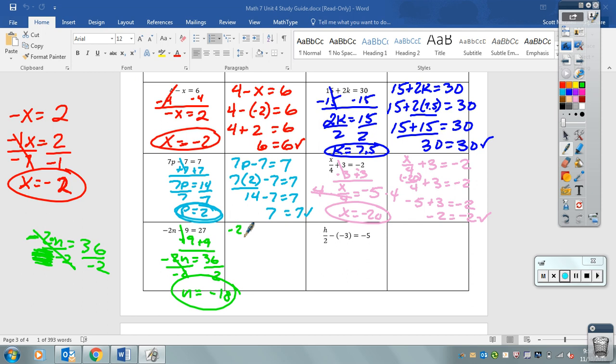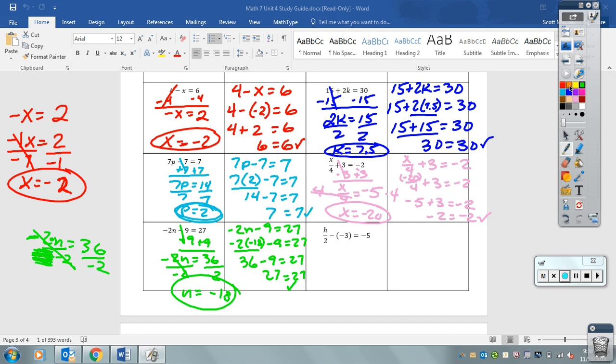Let's check. Negative 2n minus 9 equals 27. Again, everything stays the same except instead of n, I plug in negative 18. Multiplication comes first. Negative 2 times negative 18, and negative times negative is a positive 36 minus 9 equals 27. Notice 27 comes down the whole time. 36 minus 9, you could keep, change if you want, but 36 positive, take away 9 positive is 27 positive. Check. Negative 18 is my answer.